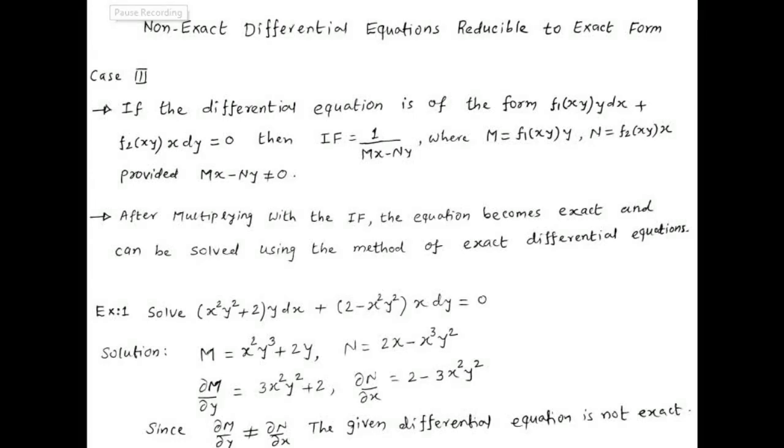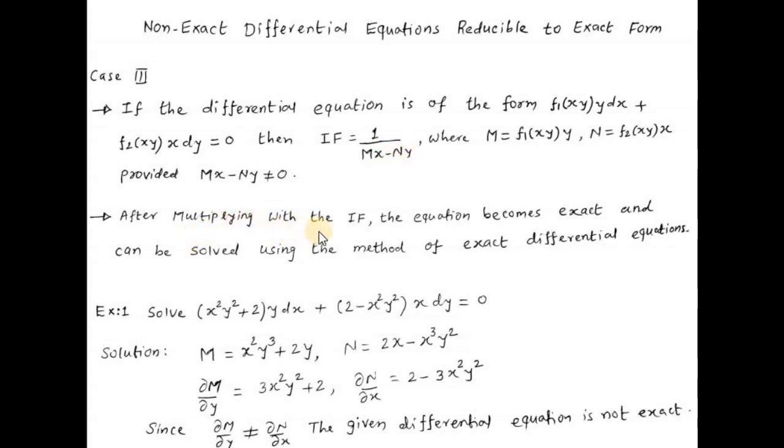Hello students, today we will discuss case 3 of the topic non-exact differential equations reducible to exact form. Case 3: if the differential equation is of the form f1(xy) y dx + f2(xy) x dy = 0, then the integrating factor is given by 1 divided by (Mx - Ny), where M = f1(xy) times y and N = f2(xy) times x, provided Mx - Ny is not equal to 0, meaning this denominator is not equal to 0.